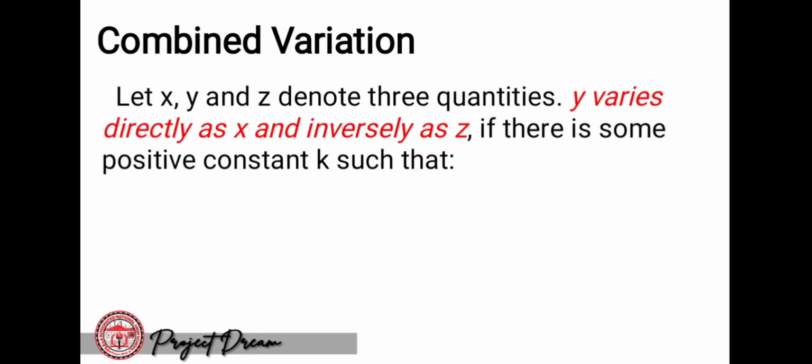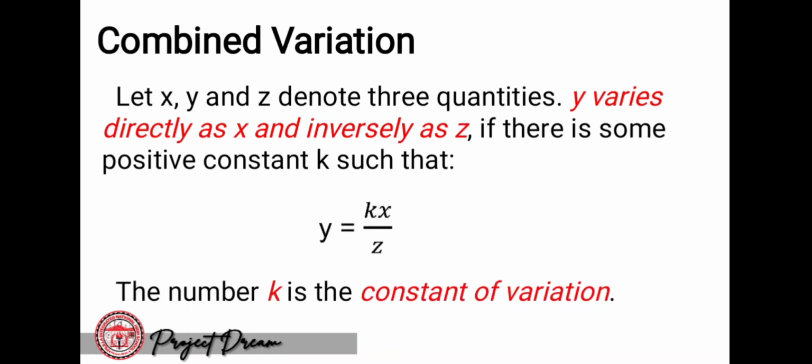Now, let us move on with the combined variation. So, kay combined variation, let x, y, and z denote three quantities. Y varies directly as x and inversely as z if there is some positive constant k such that y is equal to kx over z. The number k is the constant of variation.